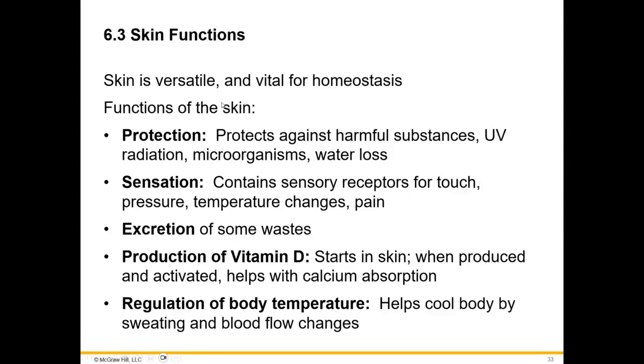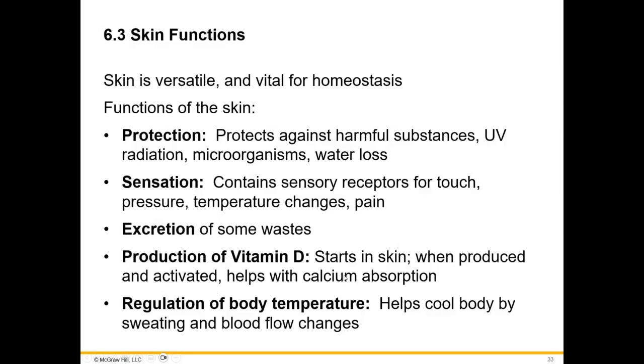Okay, skin's very versatile, very important for homeostasis though. It helps us in protection, so it protects against harmful substances, UV radiation, microorganisms, and water loss. Skin is also necessary for sensation because we do have sensory receptors for touch, pressure, temperature changes, and pain. Also, we have excretion of some wastes at the skin with the sweat glands.